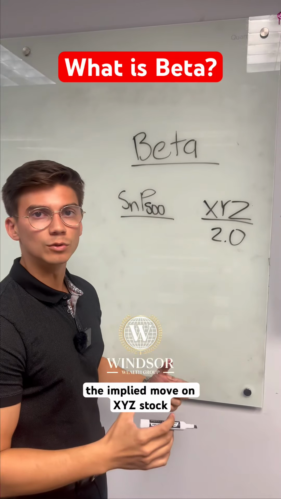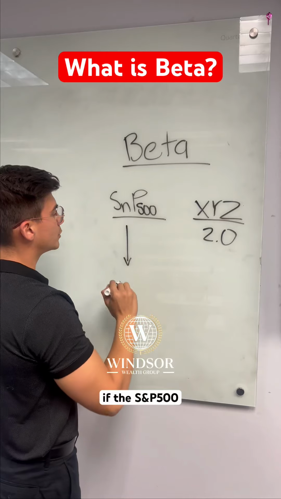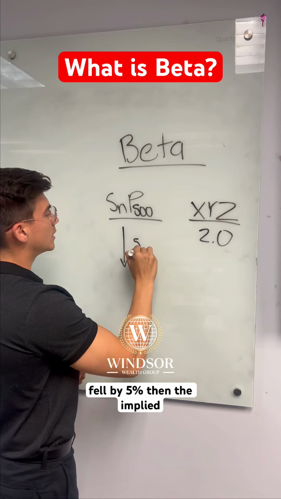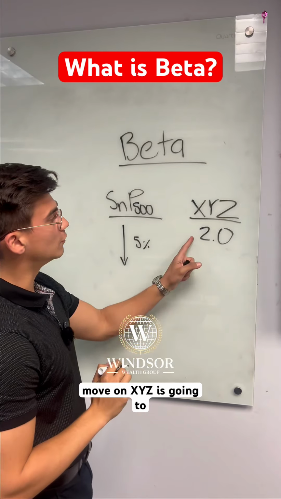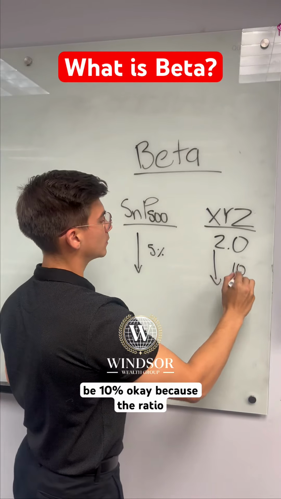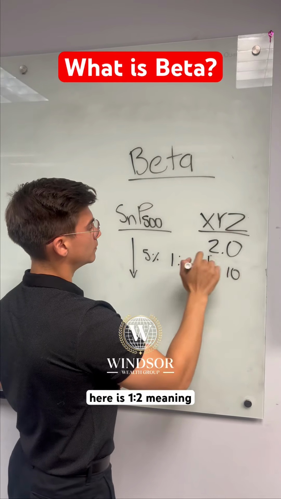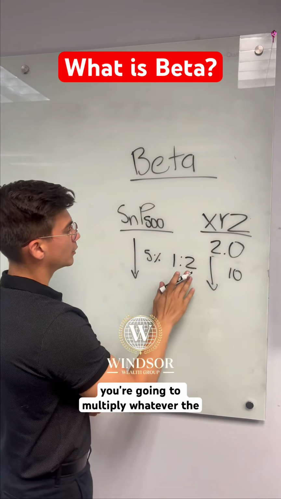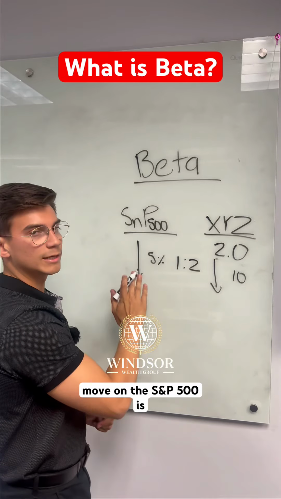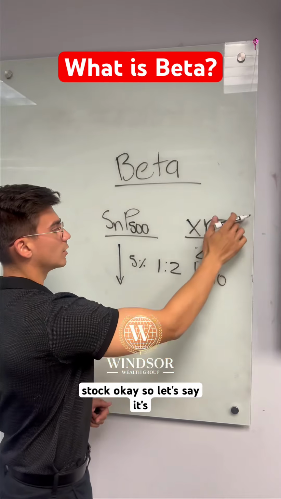So the implied move on XYZ stock, if the S&P 500 fell by 5%, is going to be 10%, okay? Because the ratio here is 1 to 2, meaning you're going to multiply whatever the move on the S&P 500 is by the beta of this hypothetical stock, okay?